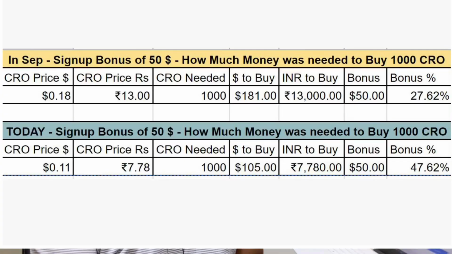Obviously we don't want any of the cryptos to come down, but the advantage for anyone who signs up now is that they only need to buy about 82 pounds worth of CRO to get the $50 bonus, which is roughly equal to $100 worth of CRO. So you get a $50 bonus, which is nearly 50% of the amount of CRO that you're going to buy. In Indian rupees, it's roughly 8,000 rupees. If you buy that, you get about 3,700 rupees worth of CRO free as a sign-up bonus. This offer is there for another 10 days till the 31st of October, which is why I'm making this video now.